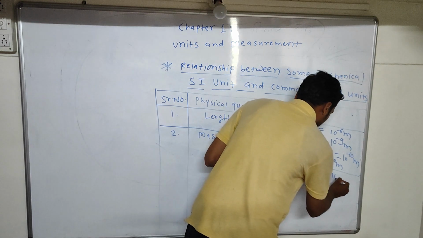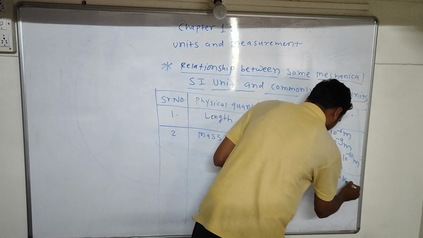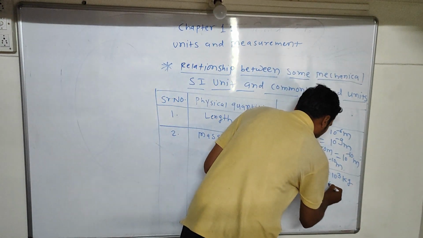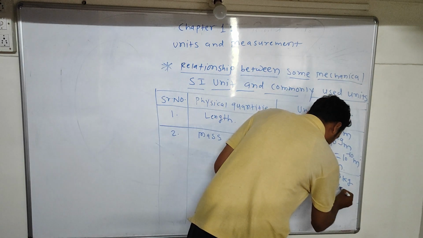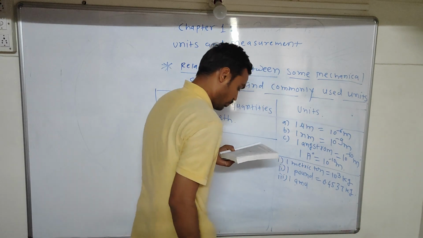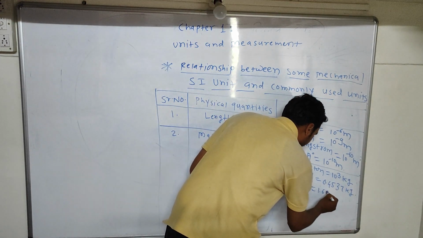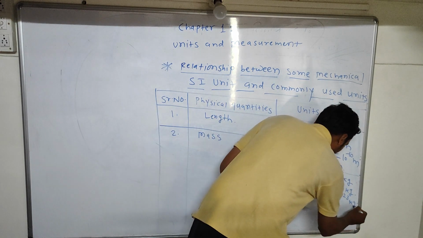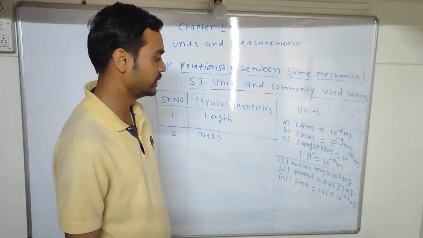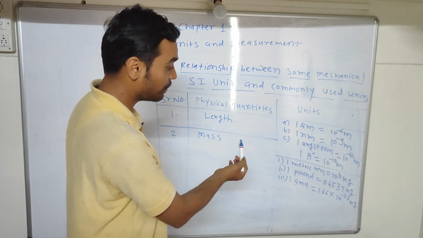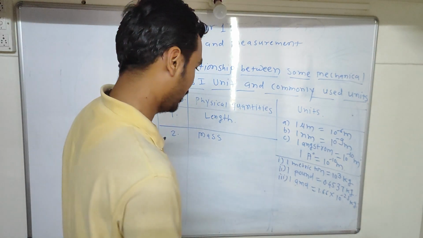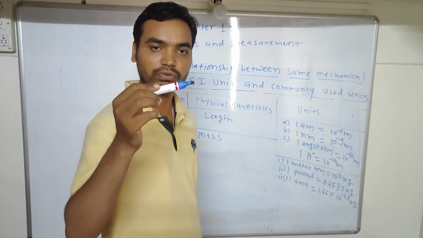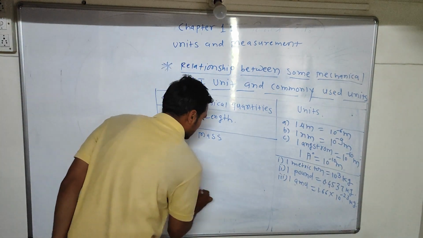1 metric ton is equal to 10 raised to 3 kilogram, right? 1 pound is equal to 0.4537 kilogram, and then 1 AMU is equal to 1.66 into 10 raised to minus 27 kilogram. Put it in your mind. 1 metric ton is equal to 10 raised to 3 kilogram. 1 pound is equal to 0.4537 kilogram, and 1 atomic mass unit is equal to 1.66 into 10 raised to minus 23 kilogram, right?